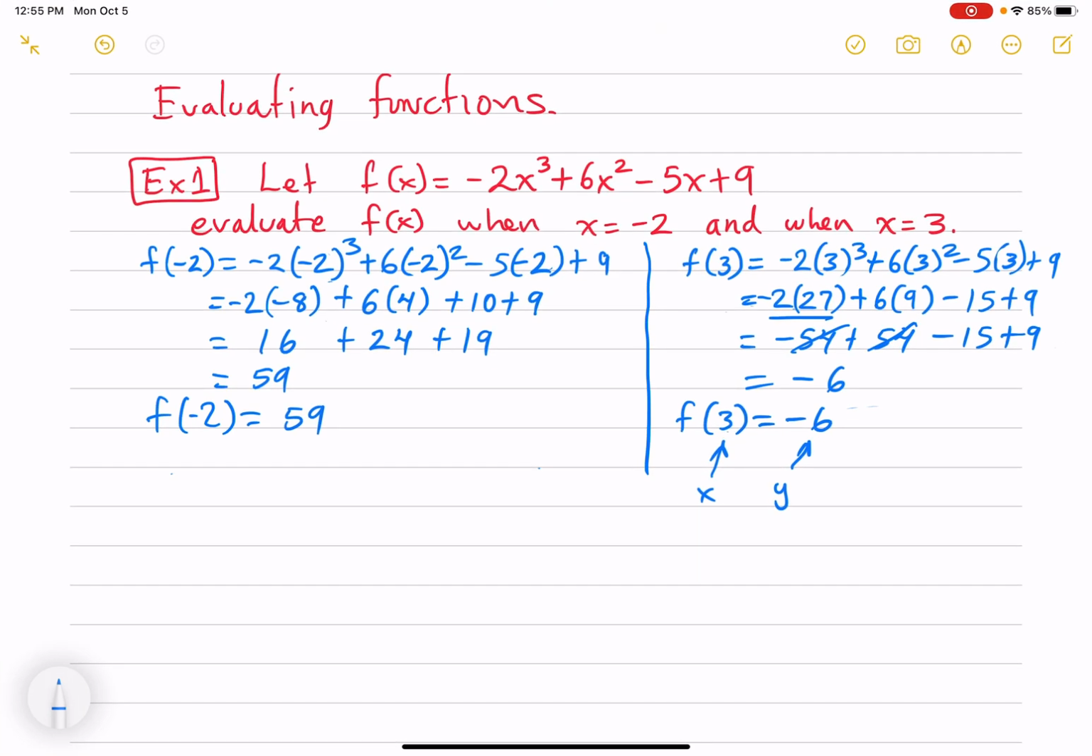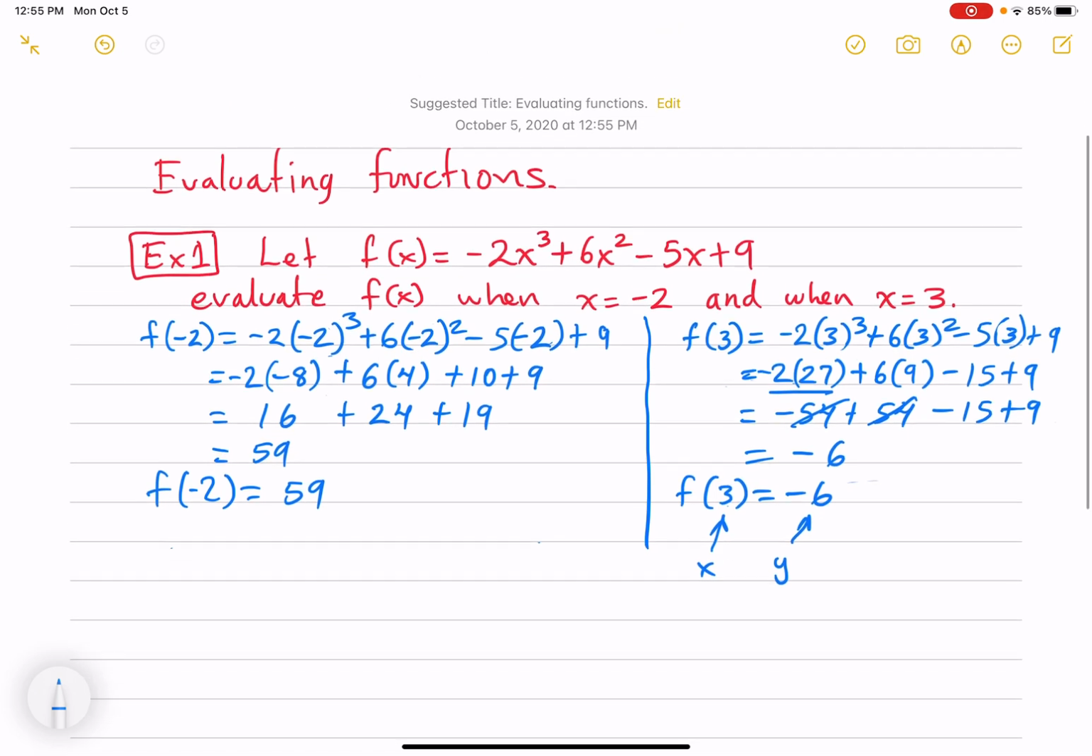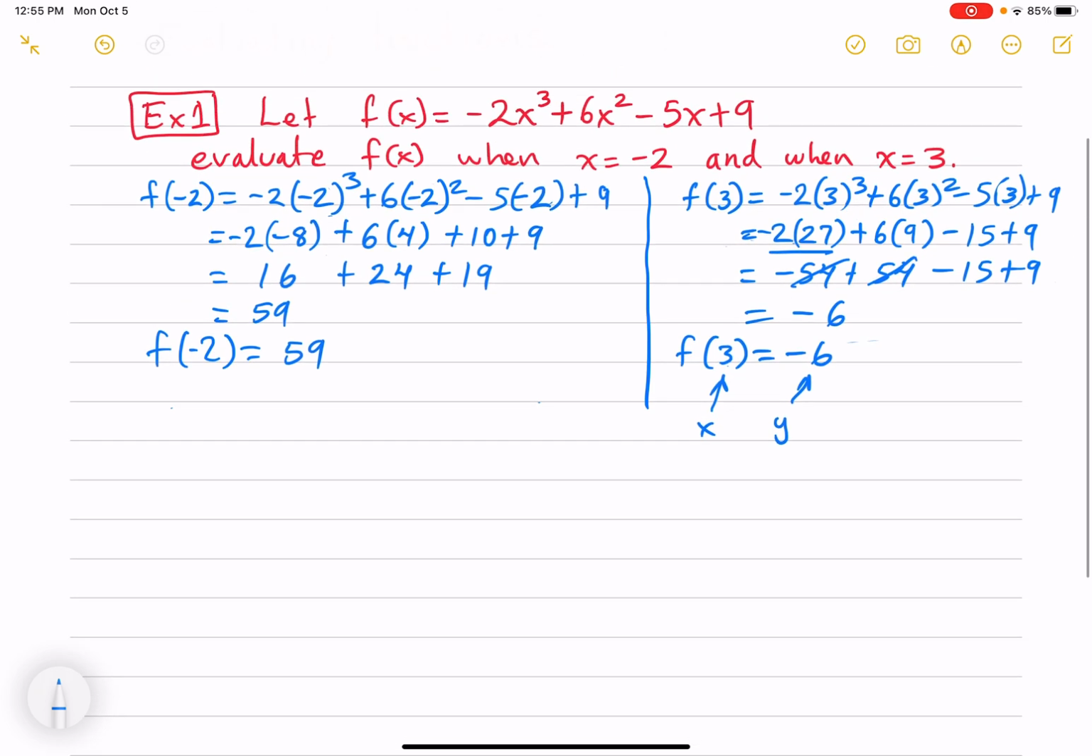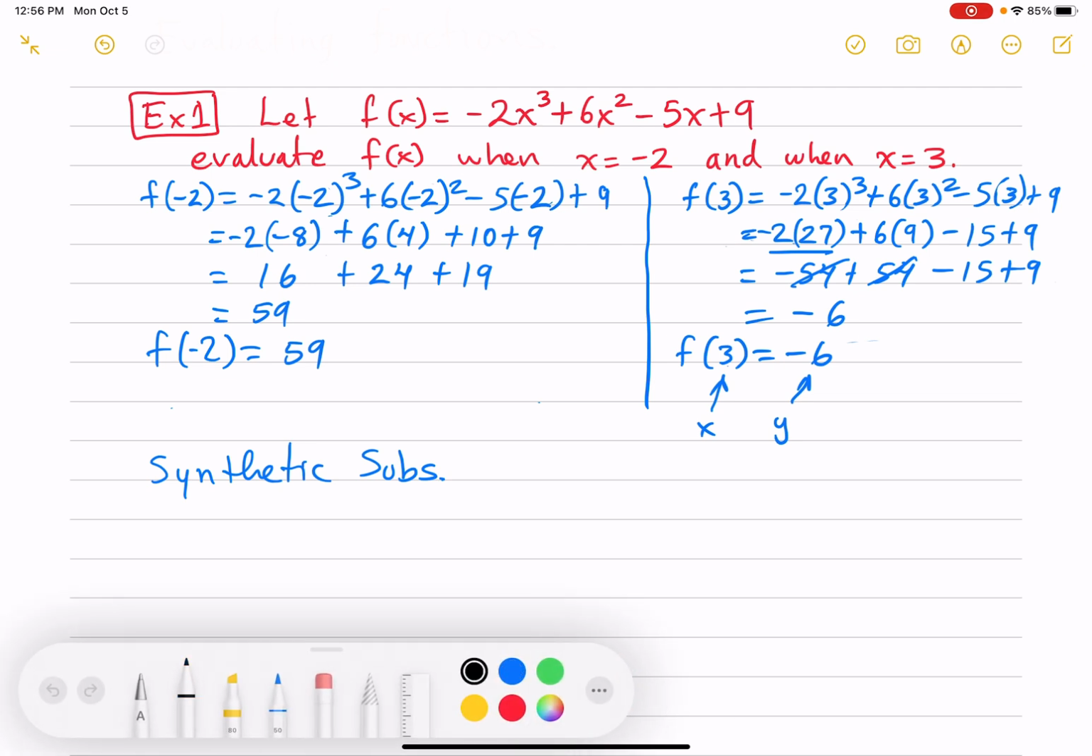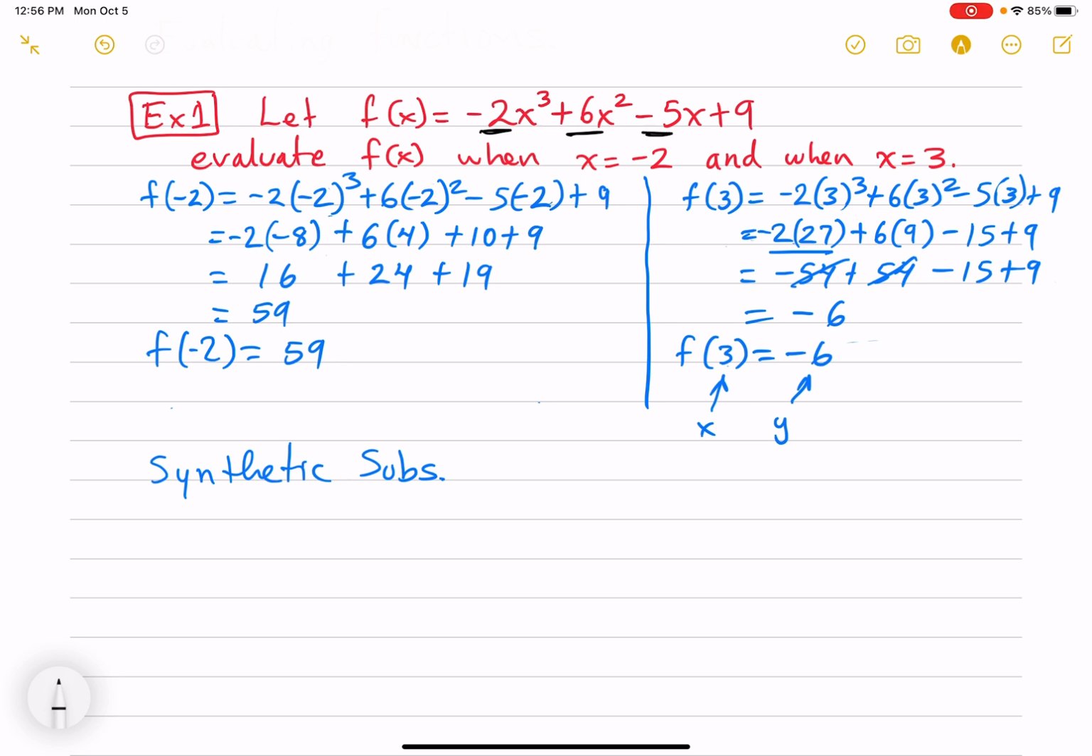Now this is what we call long substitution, or direct substitution, I should say. We just directly substitute the numbers into the function and evaluate them. But there is another way we call synthetic substitution. And to do this, there's a much easier way, by just considering what we did for synthetic division. We do the same thing here. We're going to take the coefficients -2, 6, -5, and 9. And we're going to substitute when x equals -2.